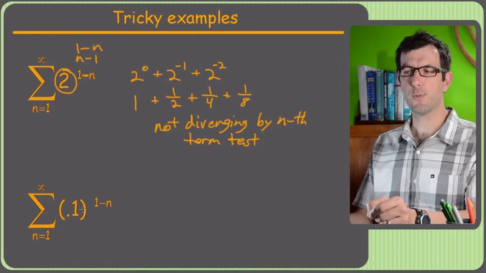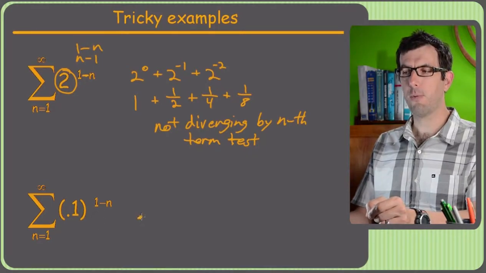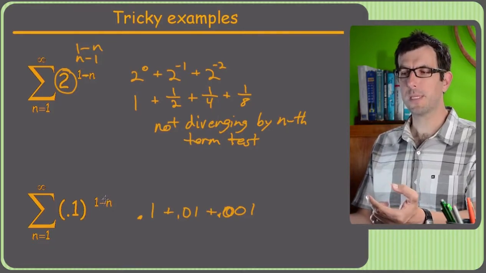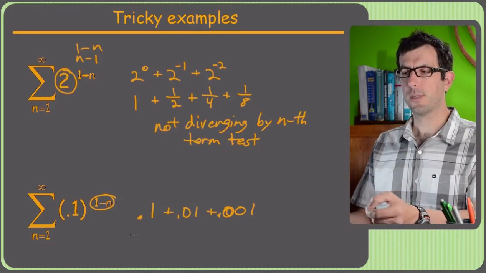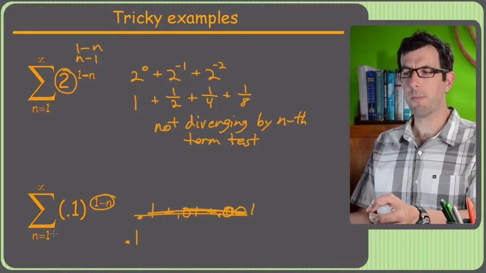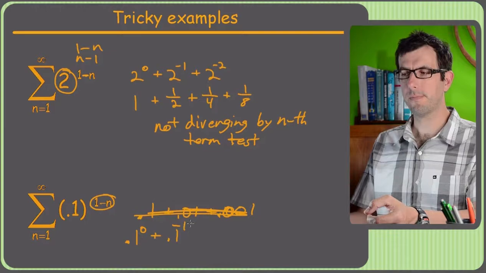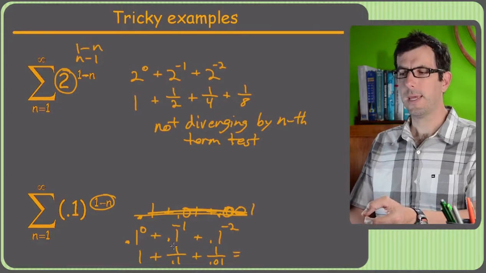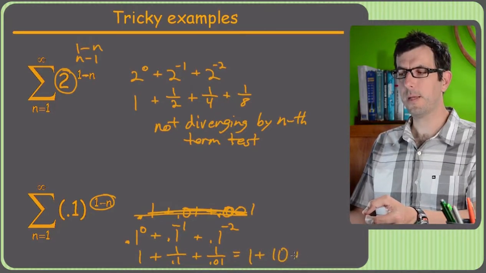However, this one does. So this is one that sort of looks like it would go 0.1 plus 0.01 plus 0.001. Because we have 0.1 raised to a power with n in it, but once again, this is 1 minus n. So it turns out the actual series is, first we have 0.1 raised to the 1 minus 1, which is 0. Then we have 0.1 raised to the negative 1. Then we have 0.1 raised to the negative 2. So this will be 1, 1 over 0.1, 1 over 0.01. So that's going to be 1 plus 10 plus 100.